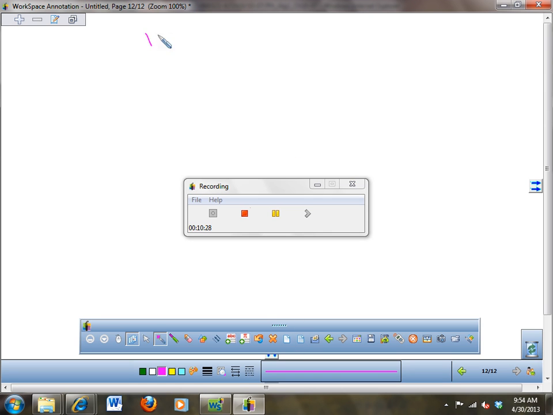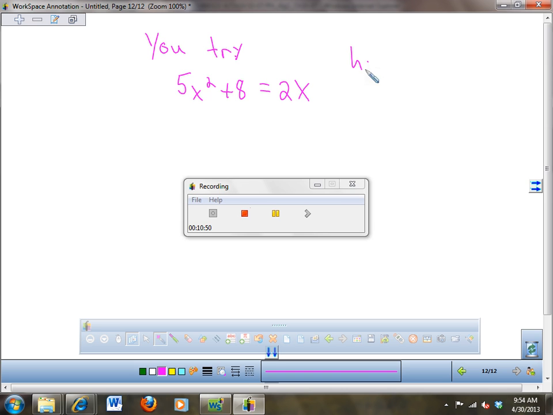Okay, here's a you try. Okay? So we have 5x squared plus 8 equals 2x. How many solutions? Now remember, before you do this, you have to get the 2x over onto the left side and get it equal to 0.